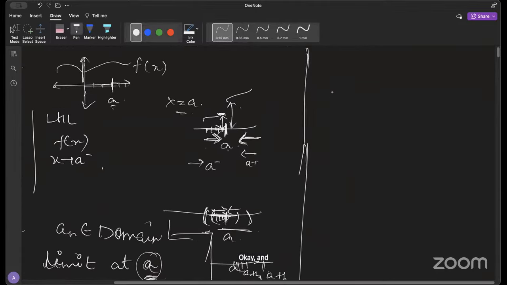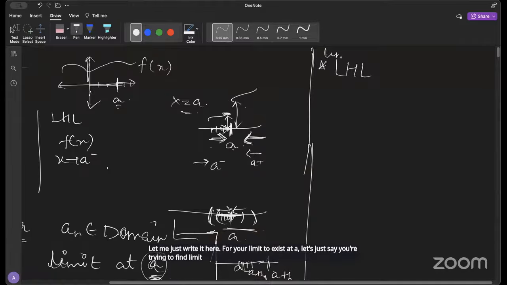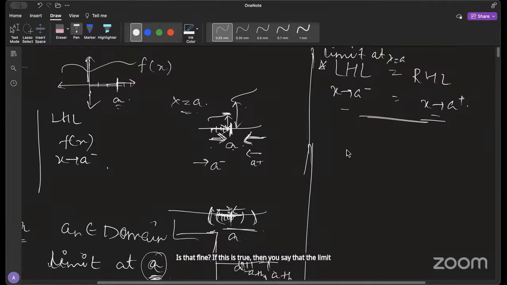Okay. And yes, a very important point that I missed is for your limit to exist, though you must have done it in your last week, but let me just write it here. For your limit to exist at A, let's just say you're trying to find the limit at x equals A, then your left hand limit should be equal to the right hand limit at A, obviously. So x tending to A minus should be equal to x tending to A plus. Is that fine? If this is true, then you say that the limit exists. Otherwise, the limit does not exist.